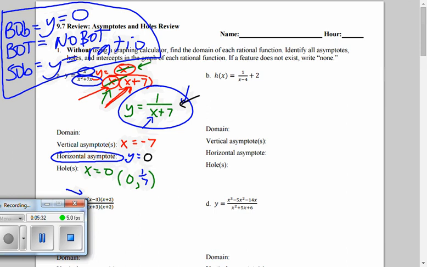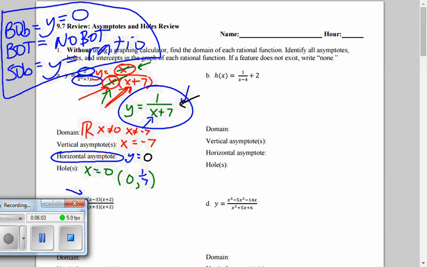Okay, and now how about the domain? The domain is all real numbers. You always start with that, except what are the things that would crash it? Again, they can be holes or asymptotes. X cannot be 0 because that made a hole, and X cannot be -7 because that would make this asymptote. What you're doing is you're finding a list of the things that would crash your function, and those things are either holes or asymptotes.